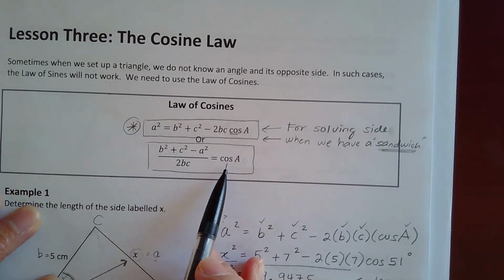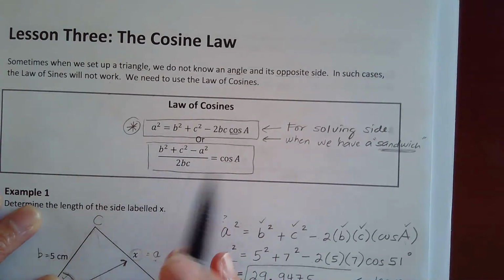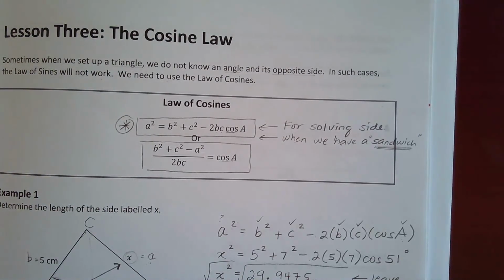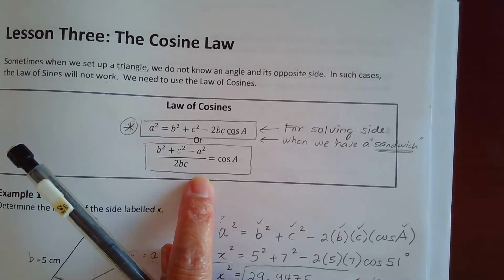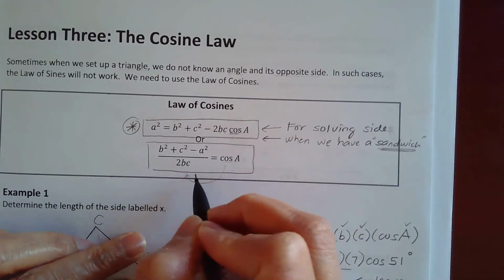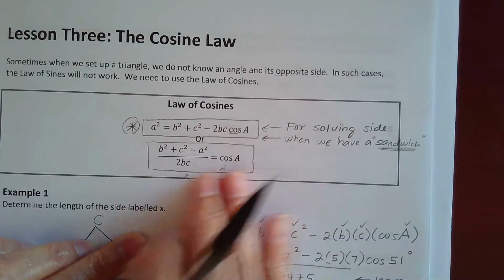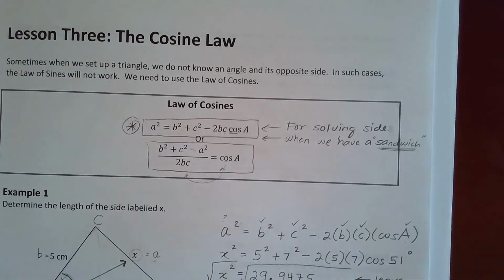Now I know that it's cosine A here, and then all of these work in here. Sometimes the formula is written like this, but I usually like the cosine on the left side and this one on the right side. So it doesn't matter. It's the same formula, it's just reversed.